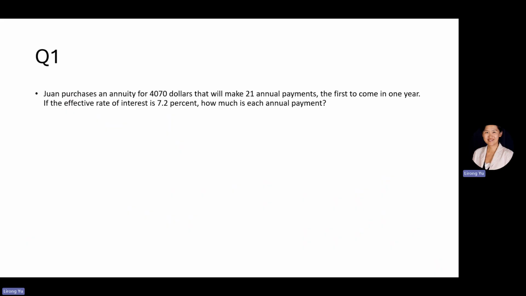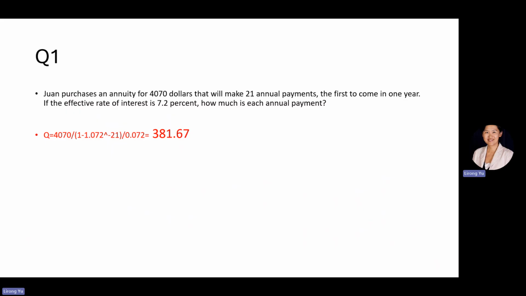Question number one: Juan purchased an annuity for $4,070 that will make 21 annual payments. The first one comes in 1 year. If the effective rate of interest is 7.2%, how much is each annual payment? So the $4,070 should be the present value of the 21 future payments.